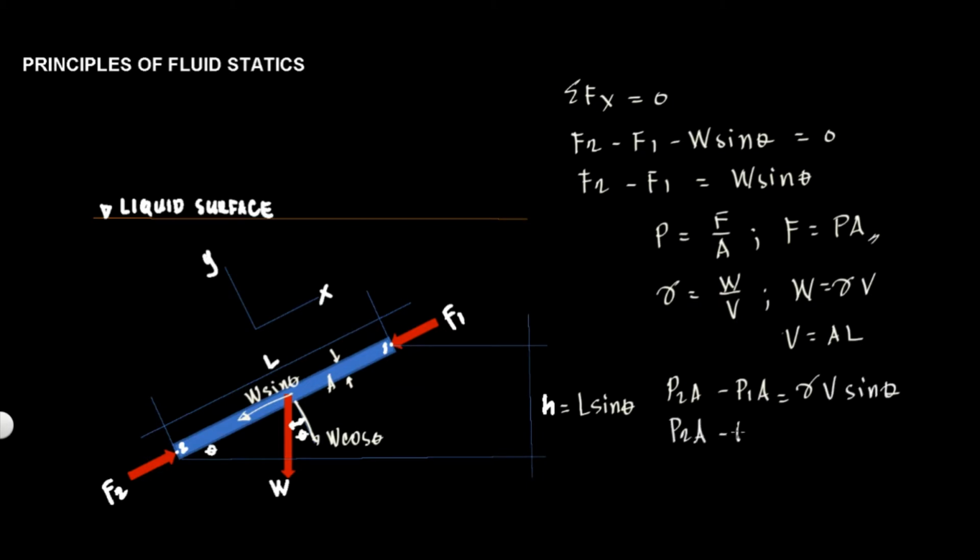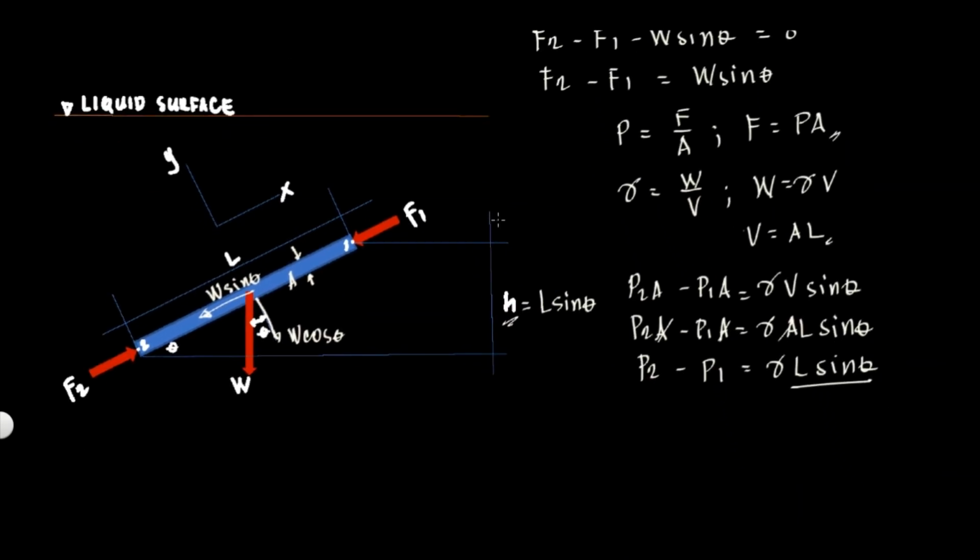P2A minus P1A is equal to gamma, volume is AL, AL sine theta. Cancel A. So we have P2 minus P1 equals gamma L sine theta. But L sine theta is h. So P2 minus P1 is equal to gamma times h. This means that the difference in pressure is equal to gamma, or the unit weight, times the vertical distance between 2 points.